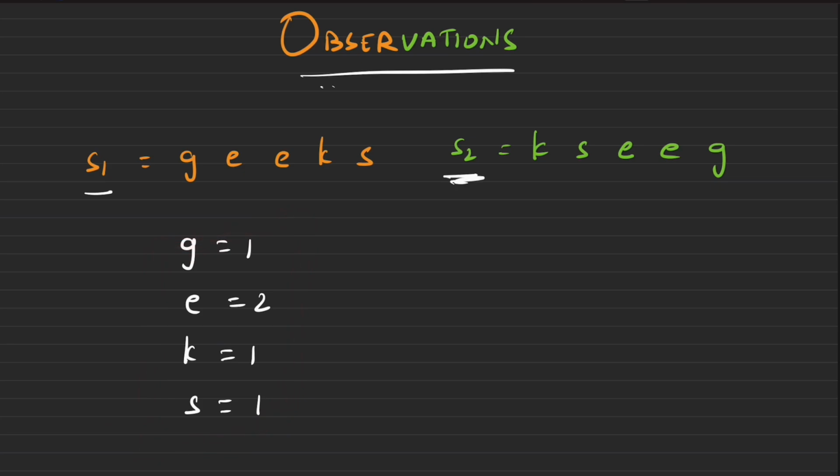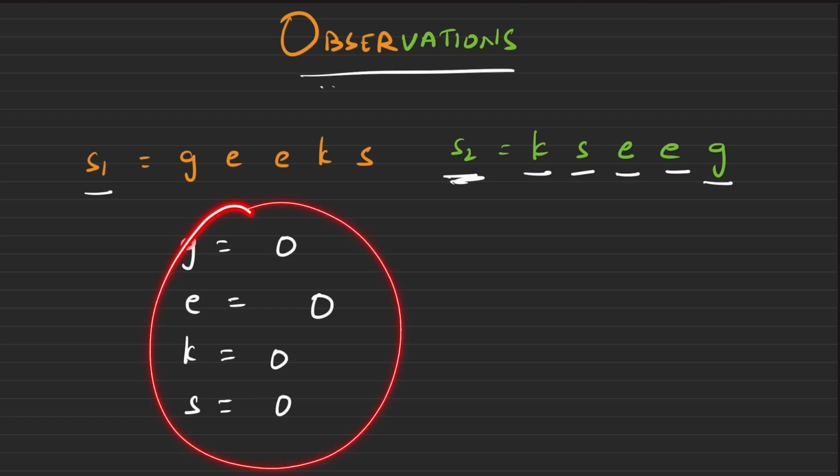Now from S2 we have first character as K, so we'll subtract it and it becomes 0, right? Here we have S, so we'll subtract it and it becomes 0. Here we have E, so we'll subtract it one time, and one more E, so we'll subtract it one more time, it becomes 0. Now for G, we'll subtract it and it becomes 0. So if I clean all these cancellations and check properly, we have all the frequency as 0.